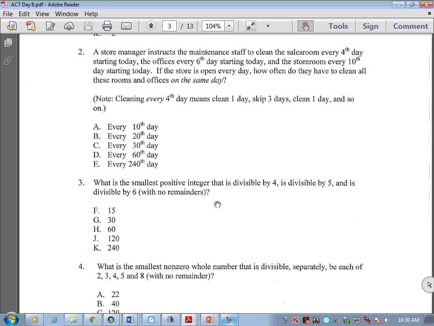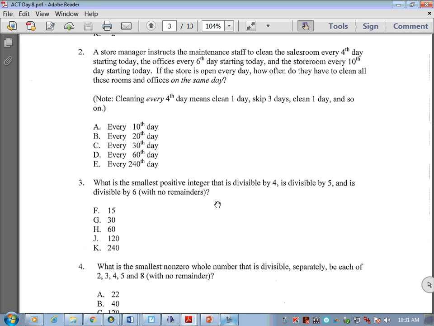Let's look at number 2. Fanny, what'd you get here? E? Because it's a multiple choice test, that actually makes life quite a bit easier, because sometimes I don't have to go looking for the answer. Sometimes I can plug answers in and see if they work. For instance, a store manager instructs the maintenance staff to clean the sales room every 4th day, the office every 6th day, the storeroom every 10th day. We want to clean all the rooms on the same day. When is that going to happen?